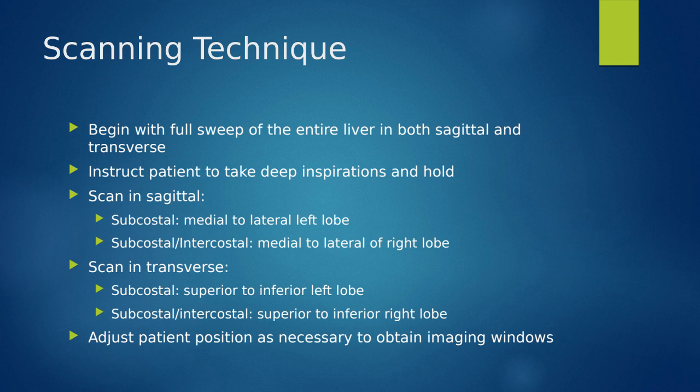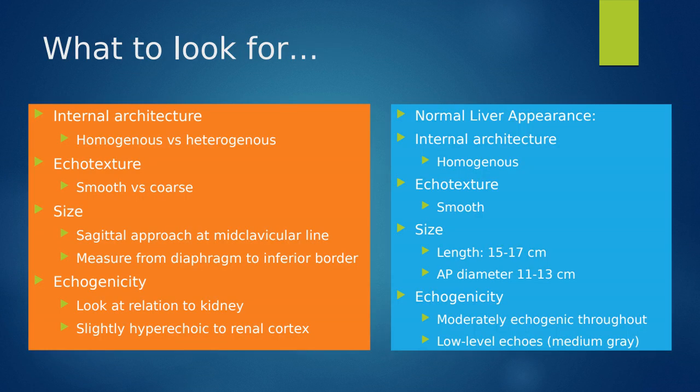We're scanning in sagittal with the subcostal approach, going from medial to lateral in the left lobe. Same thing with the right lobe, but we may have to go intercostally for that right lobe with the coronal approach. And transverse, same thing. We're sticking with that anterior subcostal approach, scanning superior to inferior in the left lobe, and same thing with that right lobe, having to pop back to coronal using intercostal. Make sure you're adjusting your patient as necessary to be using the best possible imaging window. Again, there's no rush with this, right? We're practicing, we're going slow, we're taking our time, we're trying new things.